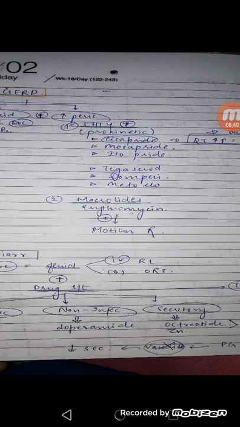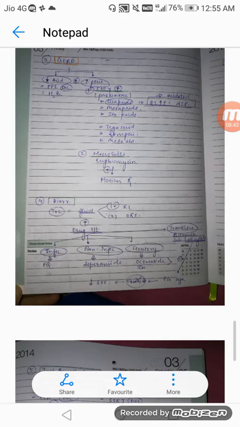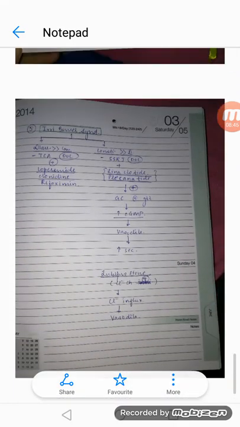And if it is traveler's diarrhea, bismuth subsalicylate. Yes. Whoa, the last slide.